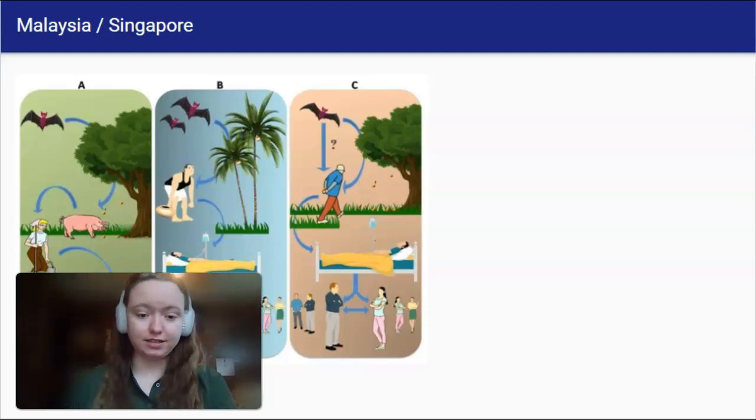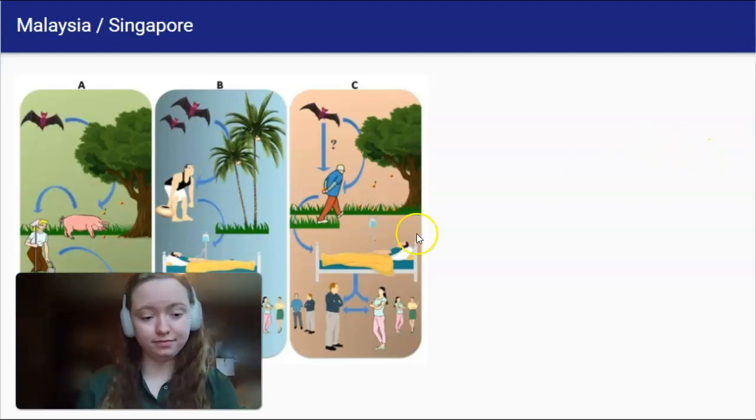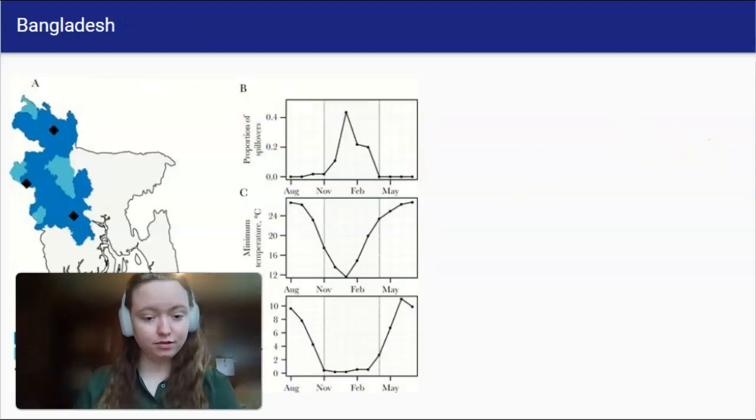In Malaysia, it is common practice to raise pigs, which, as we learned from the previous slides, carry the NIV virus. When farmers came into contact with the bodily fluids of pigs, they contracted NIV. These cases later progressed into Singapore, as the pigs from Malaysian farms were transported to Singapore to the slaughterhouses. Moving on to Bangladesh.